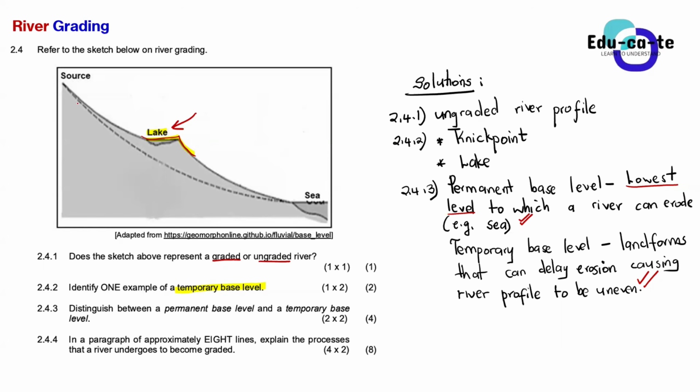So just to explain this thing of the permanent base level again, do you see this image here? In this image, they indicated that this is an ungraded river profile, right? But they've indicated dotted lines showing how it would look if it was smooth or graded. You see that these dotted lines do not pass the sea, because the sea is the lowest level. This is a permanent base level. It is the lowest level to which a river can erode.